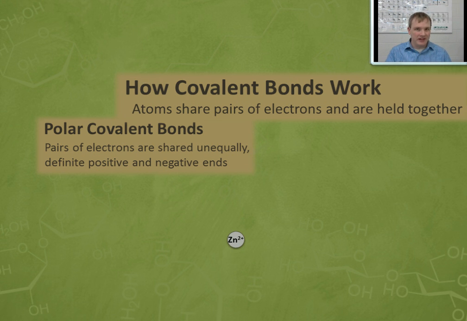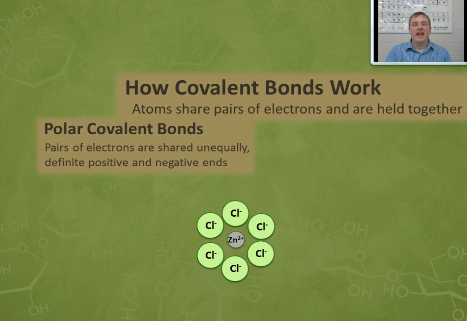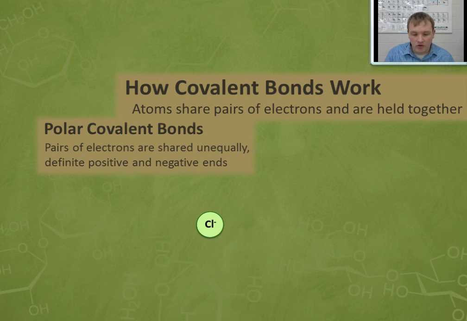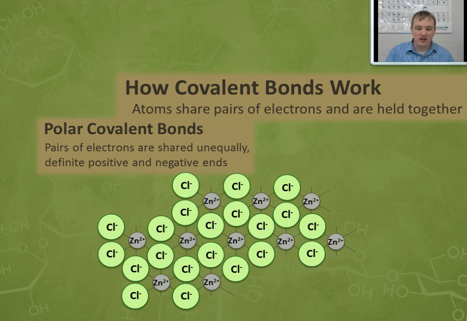are shared unevenly. This is not the same as an ionic bond, where we have an atom that has gained or lost electrons, like this zinc atom that lost 2 electrons, and this chlorine atom that gained an extra electron, so they have opposite charges. And because the zinc attracts chlorine and the chlorine attracts zinc, they're going to stick together to make a crystal substance. This is an ionic bond because first the atoms gained or lost electrons.